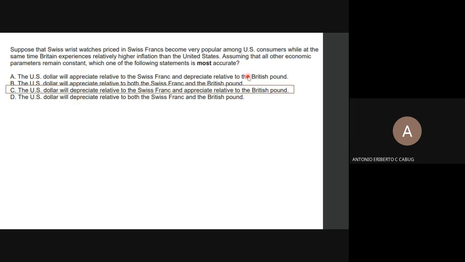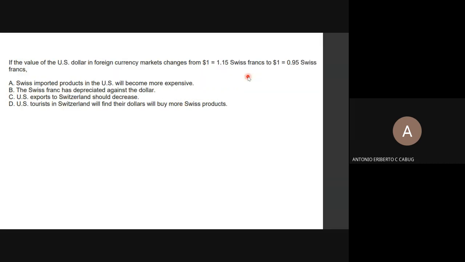In the previous questions, we were talking about the causes of the changes in the exchange rate, appreciation and depreciation. So in this question, we are talking about the effect. O ngayon, nag-depreciate. Nasaan ang tama niyan? Sa prices ng goods ng isang country. So magmumukhang nagmahal yung mga Swiss products sa point of view ng mga US residents. The correct answer is letter A. Very good. Swiss imported products in the US will become more expensive. A.